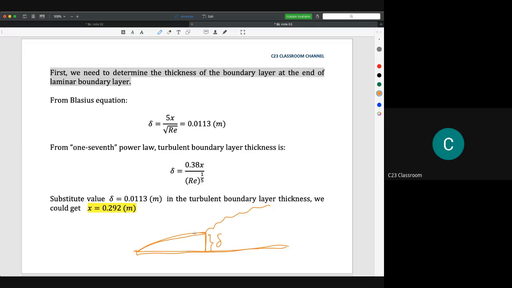Because this is the laminar boundary layer, we need to use the equation for the laminar boundary layer. According to the Blasius equation, delta is equal to 5x over the square root of the Reynolds number. So we can calculate that it is equal to 0.0113 meters. This means that this delta is equal to 0.0113 meter.